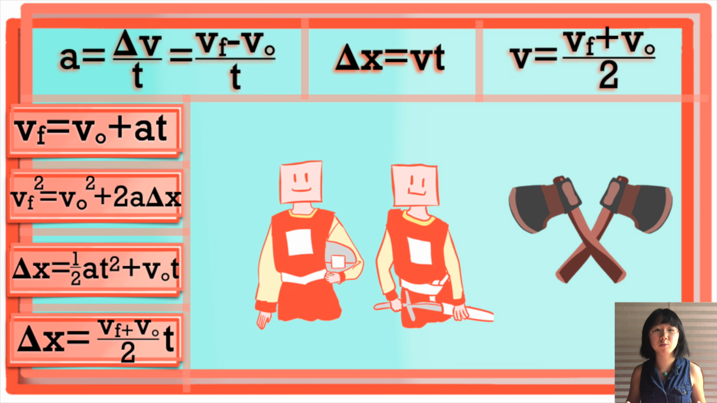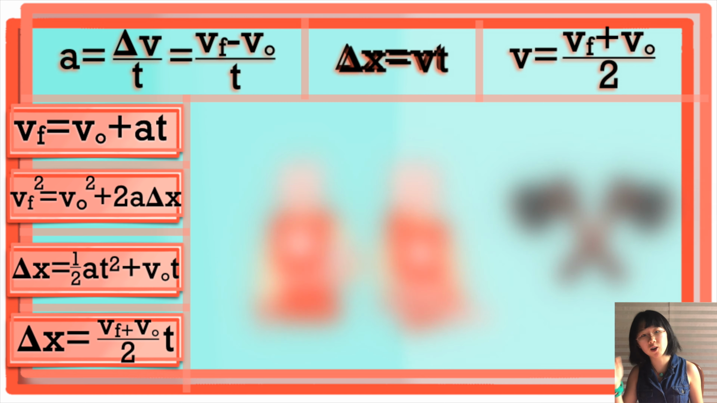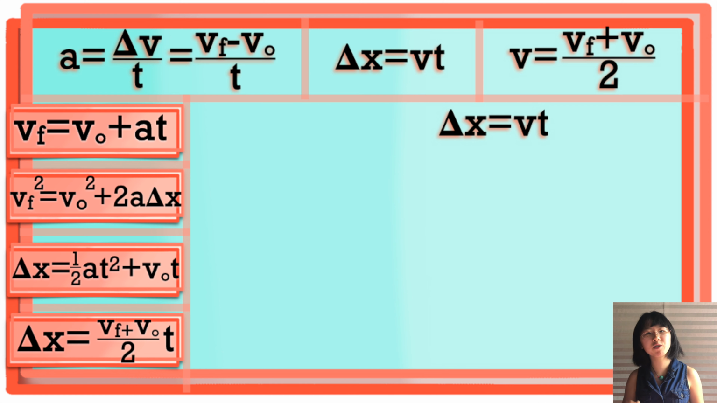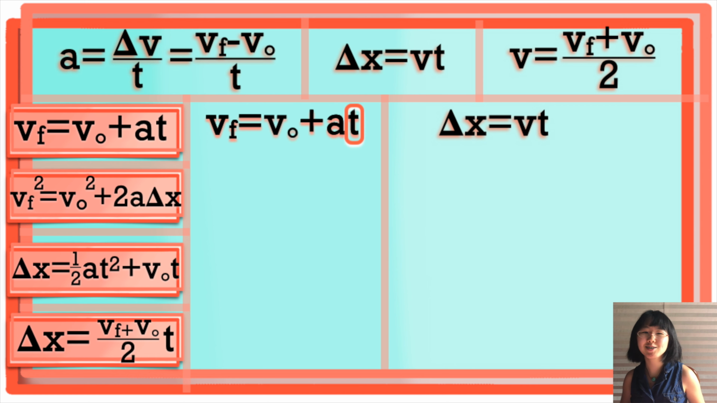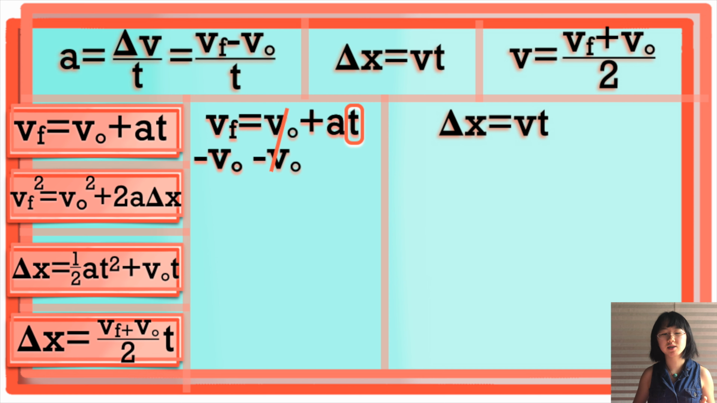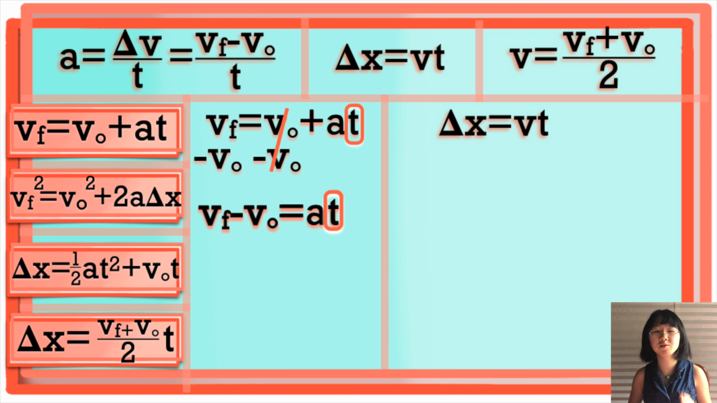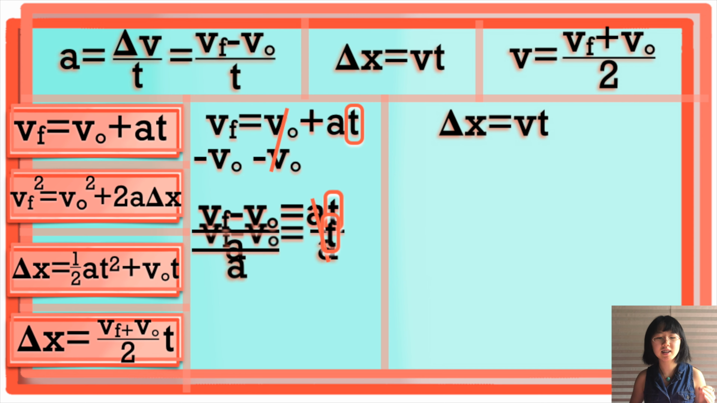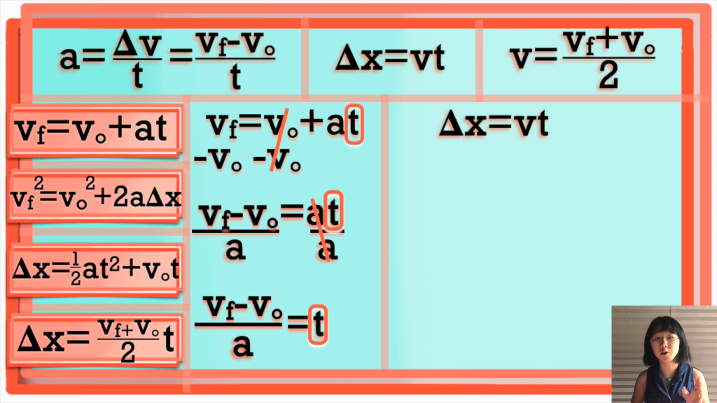Let's start off with our mini equation for displacement here, where displacement equals velocity times time. Now let's move our first equation down here and start solving for t. Move the initial velocity over by subtracting it from both sides and then divide both sides by acceleration, to get time equals final minus initial velocity over acceleration.